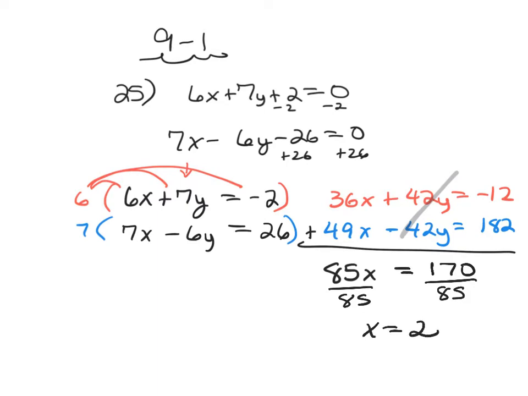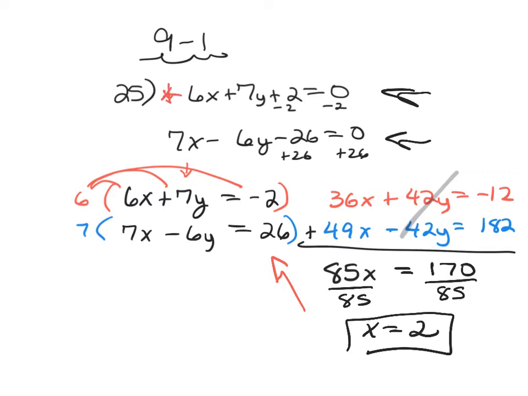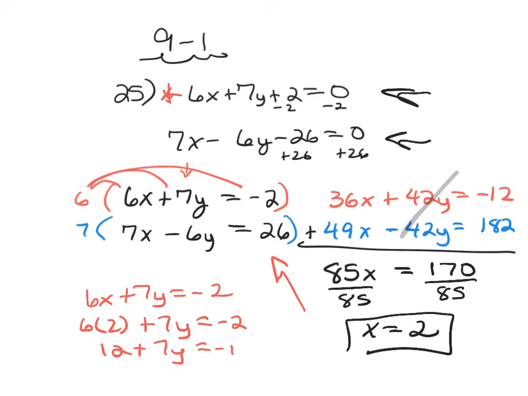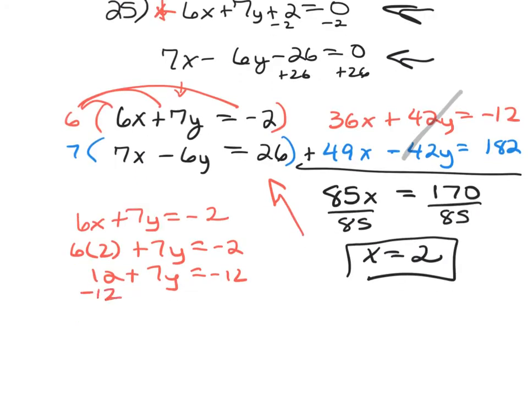I now need to plug x equals 2 into one of the beginning ones. Now, I could also plug it in to one of my rearranged ones. So let me just go ahead and take this first one, and I'm going to use the rearranged one. So I'm going to use the 6x plus 7y equals negative 2. Plug in a 2 for x. 12 plus 7y equals negative 2. Move the 12. Oops, this should be not a 12.